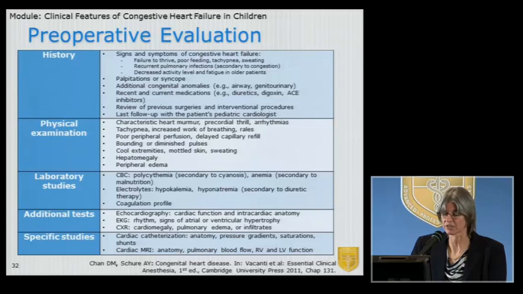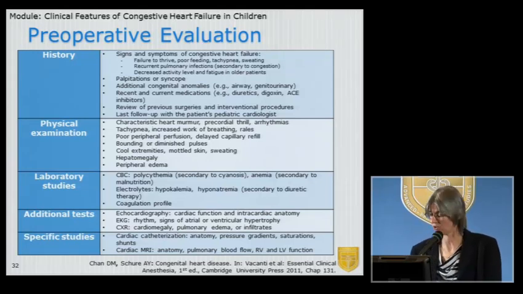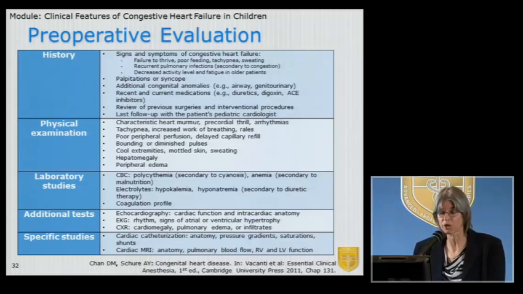Additional tests, you look at the echo, the EKG, and the chest X-ray. And if you are lucky, they had a recent cardiac catheterization with the anatomy, pressure gradients or saturations, or even a cardiac MRI that gives you further ideas about the anatomy and pulmonary blood flow. So these are all the things that you can look at. Some of the kids also have a Holter monitor, so if they are prone to arrhythmias, or might have an exercise test that gives you an idea what they tolerate as regards heart rate and blood pressure.